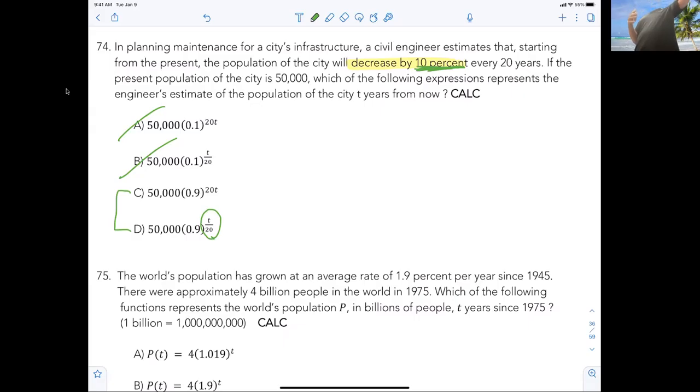And again, I'm thinking back to the problem we did earlier where we tripled every 2 days. We were able to see that we put 3 and then we did T divided by 2. Same principle here. Every 20 years, you're losing 10%. So that means you divide by 20. All right. Hopefully that was a good explanation. Really super important.